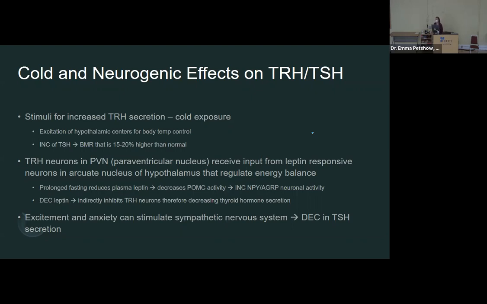We can also have excitement and anxiety that can stimulate the central nervous system, that sympathetic nervous system, which can decrease TSH secretion. Now, why would that one happen? We're sympathetically stimulated. Why would we want to decrease thyroid? Conserve energy. Okay, great. Why else? Slow metabolic rate, absolutely. Sympathetic nervous system, we don't really want to be digesting then. We want to be kind of conserving, and we're just using the fuel that we have.